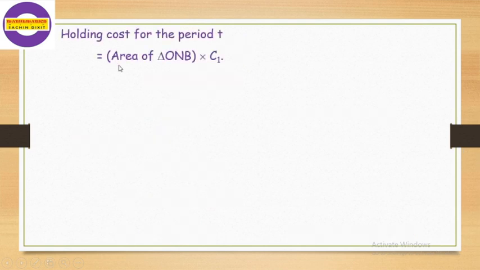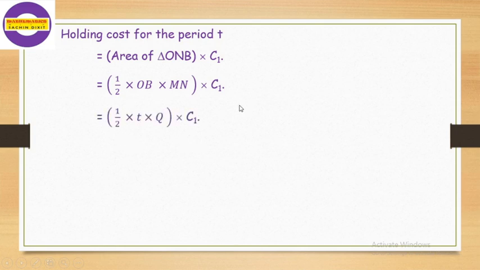Then, holding cost for the period T is equal to the area of triangle OMB. That means the total triangle starts at O, then M, and then B. The base is OB and the height is MN. Then 1 by 2 base into height. So we substitute the values. OB is the total time interval T and MN is the height Q, capital Q, then multiplied by C1. So holding cost is 1 by 2 TQ C1.